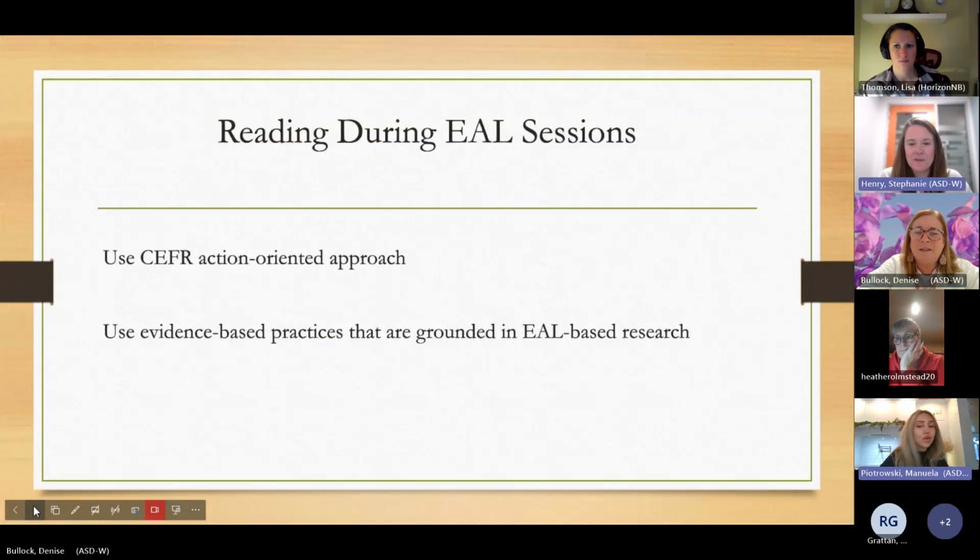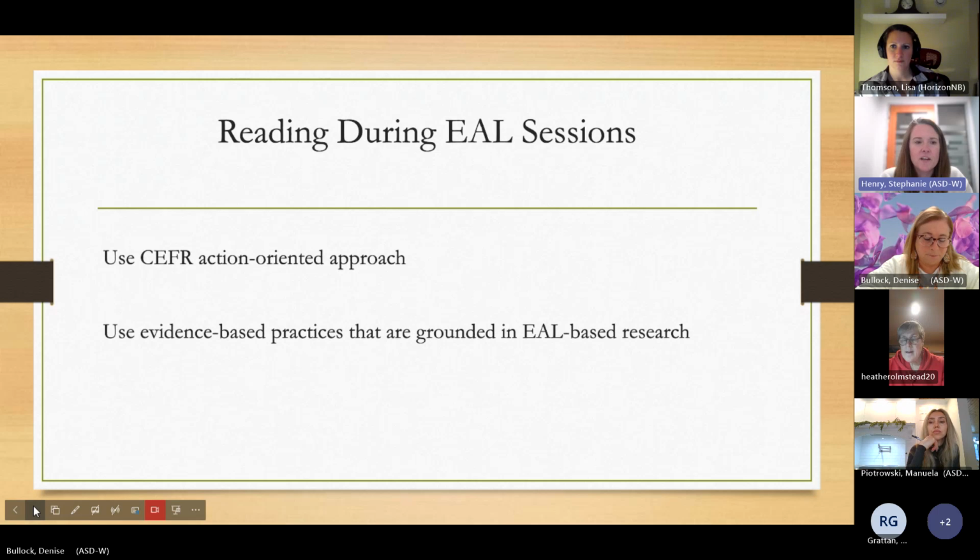All right. So we are talking about reading today. Obviously it is a really essential skill for us to work on with our language learners. And it's often a neglected skill, I think, that a lot of our mentors and some of our teachers don't spend as much time on as they could or should. So we're going to be talking first about some of the details about reading during your EAL sessions.